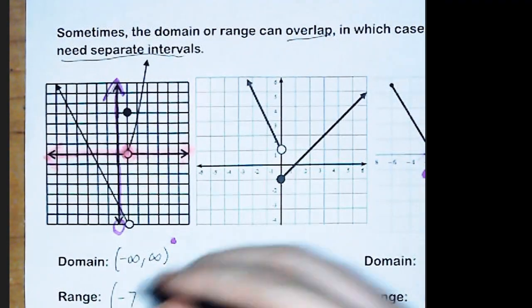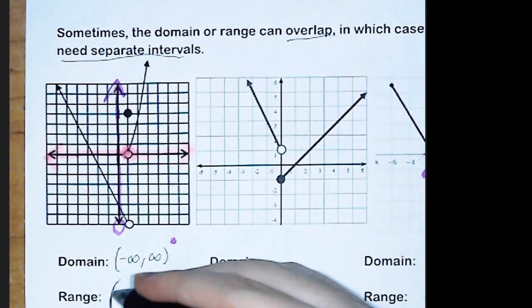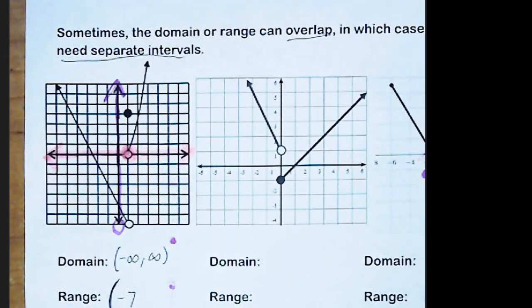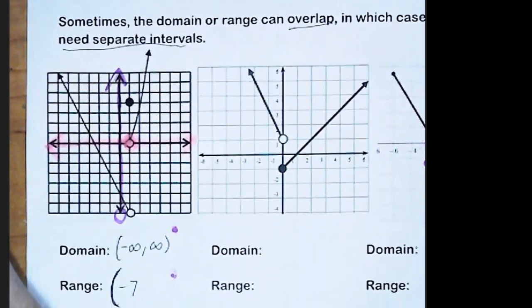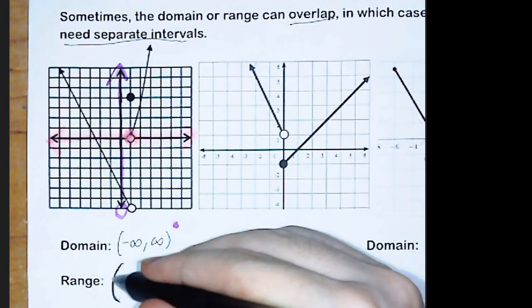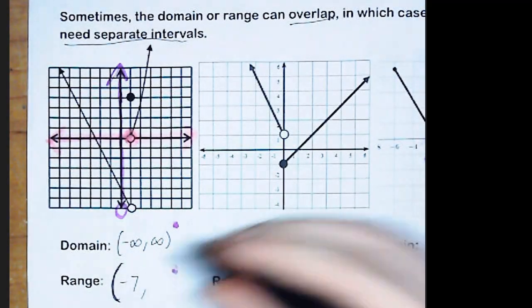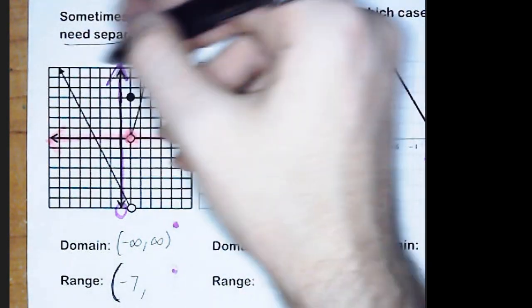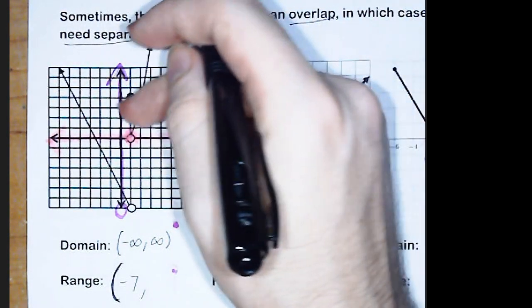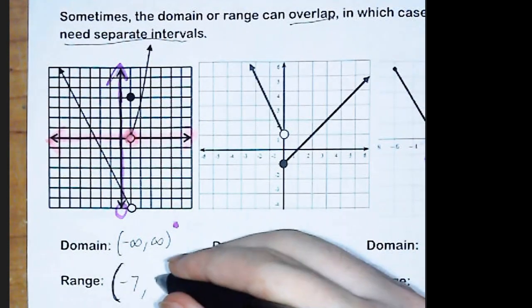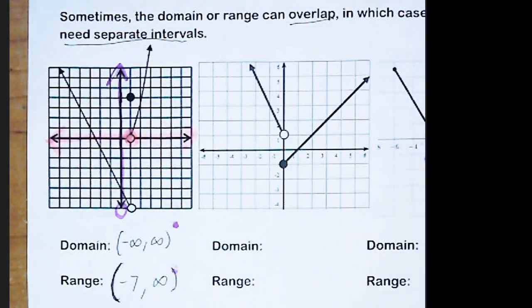so our range is going to start at -7 with a parenthesis, because we can't include -7 itself, but we can get as close to it as we want, and it will still be included, so that's why we use the parenthesis instead of a bracket. And it's going to go all the way up because there are 2 arrows here, and every single other value is included in the range, so we get infinity as our upper bound of the range.